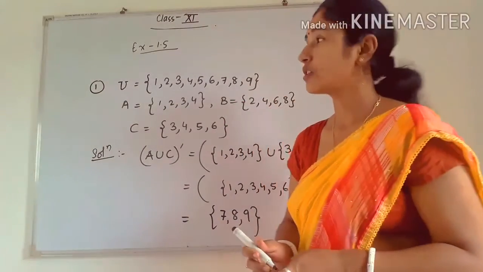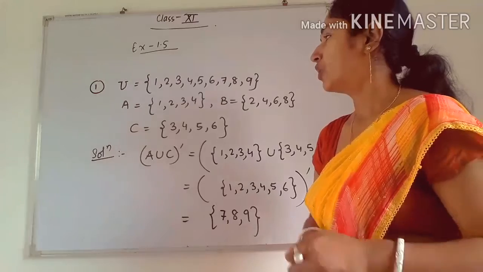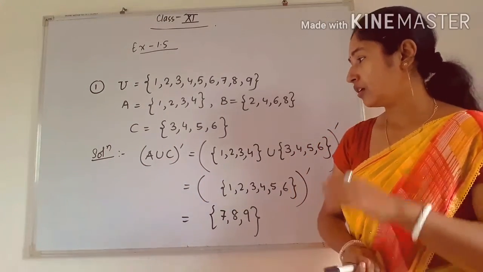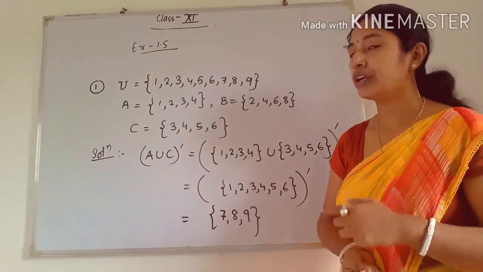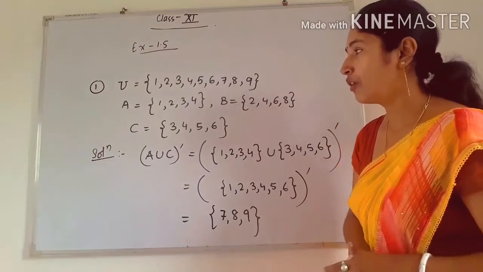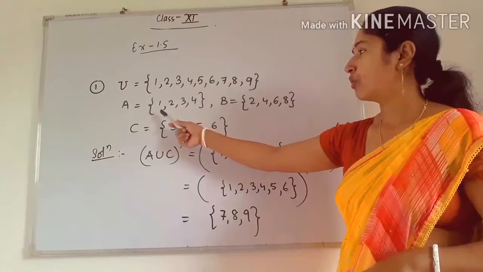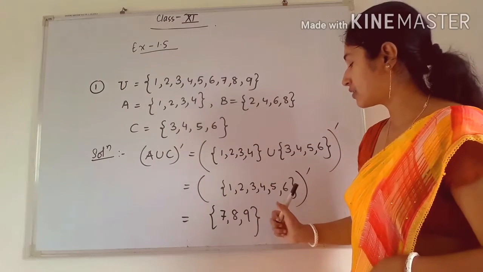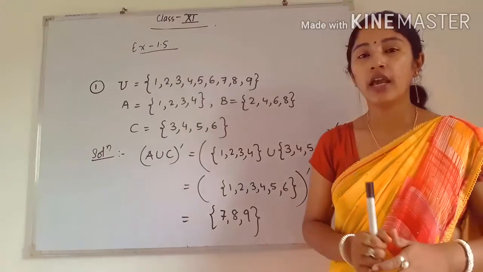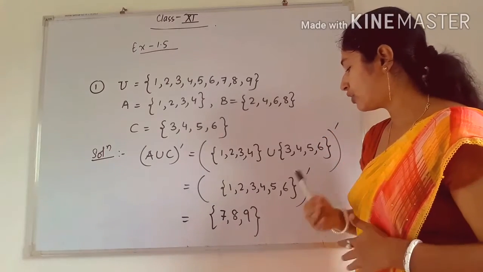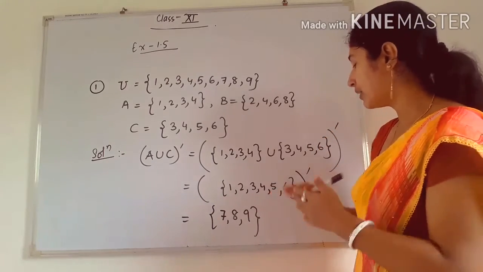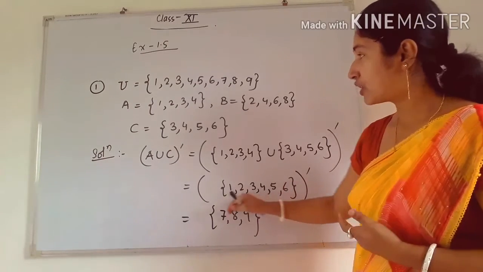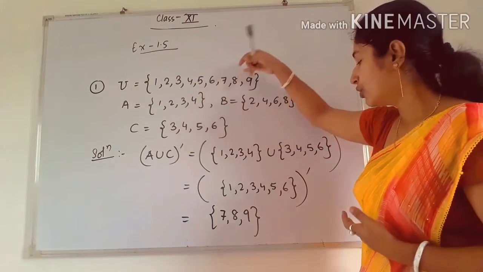So now come to exercise 1.5. In question number 1, the universal set and sets A, B and C are given, and I have taken one question from this. You have to find the complement of A union C. First of all, we have to find A union C. So write the elements of A or C. The total number of elements present in A union C is 1, 2, 3, 4, 5, 6, 7. Now we have to take the complement of this set. So we have to write the elements which are not present in this, with respect to the universal set, you have to check.